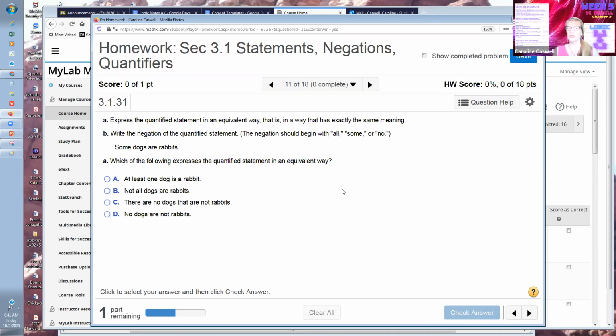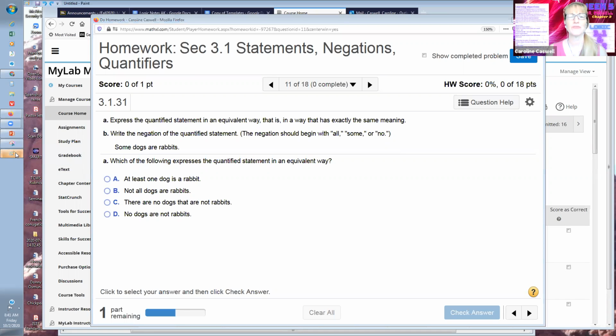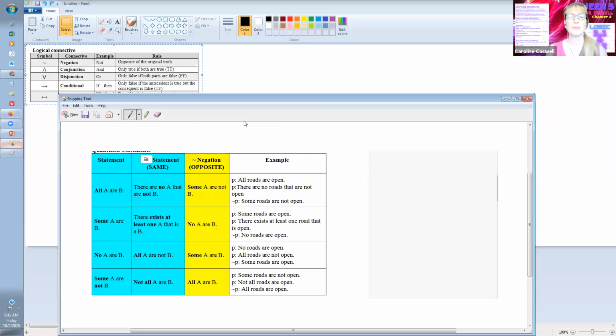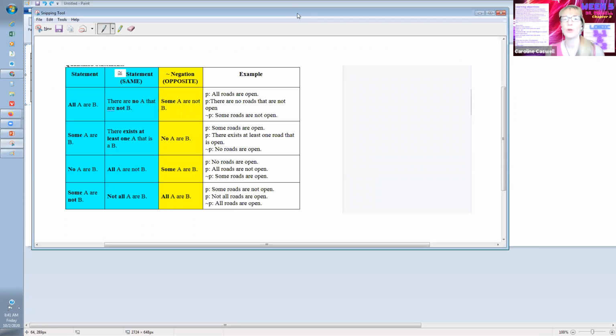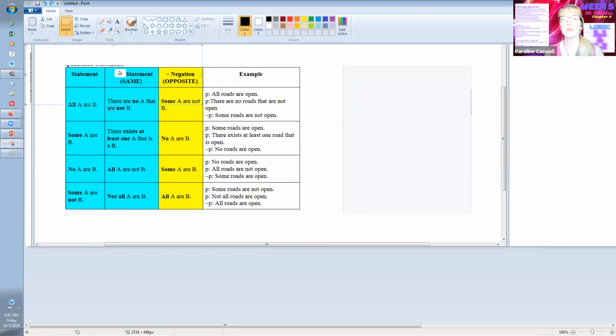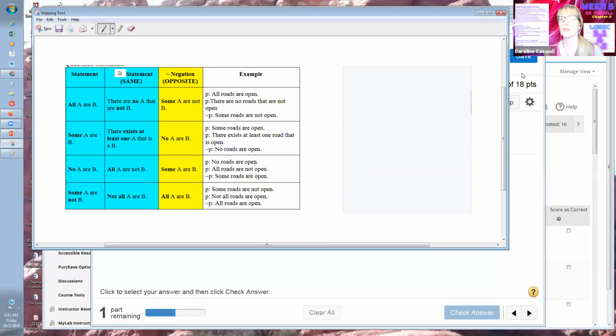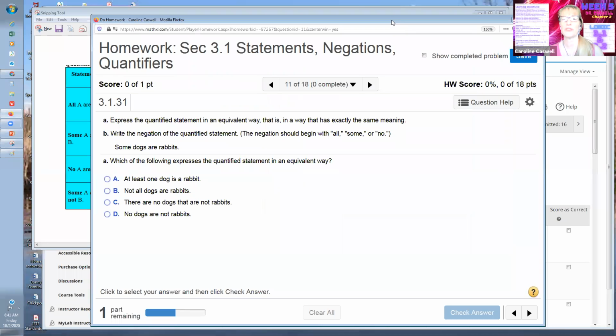Now these are the problems with the all, some, or no. So what I've done in preparation for that is I pulled up the all, some, or no template, which I really encourage you guys to use when you're doing these problems. So I'm going to go back to the question now. I'm going to move it over a little bit so you can see them both side by side.